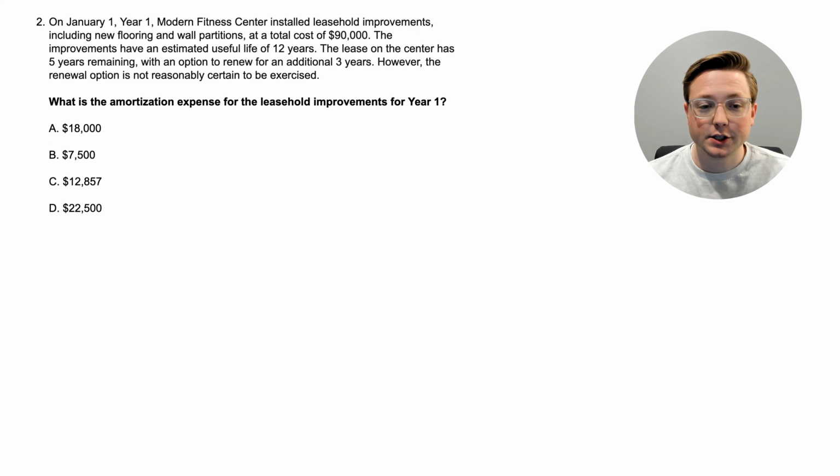All right, here we are at question 2. What is the amortization expense for the leasehold improvements for year 1? So let's go up to the top. On January 1st, year 1, Modern Fitness Center installed leasehold improvements, including new flooring and wall partitions, at a total cost of $90,000. The improvements have an estimated useful life of 12 years. The lease on the center has 5 years remaining with an option to renew for an additional 3 years. However, the renewal option is not reasonably certain to be exercised. So they're not really sure if they're going to renew that or not.